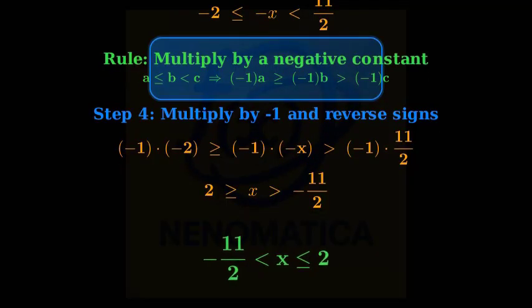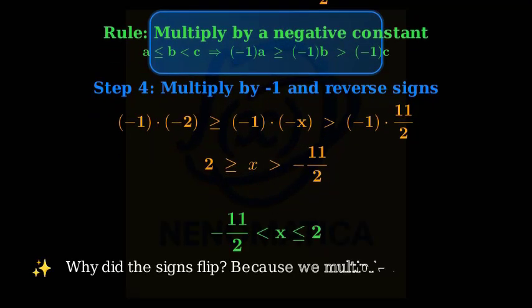Finally, we rewrite in increasing order. -11/2 less than x less than or equal to 2. Quick reflection. Why did the symbols reverse in step 4? Because multiplying by a negative reverses order on the real number line.